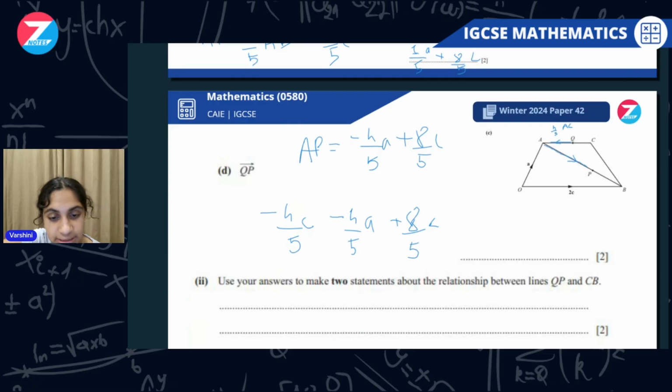And now, since these terms are, again, both C's, we can add these terms and make it 8 by 5 minus 4 by 5. And we can put this in the calculator if you want, just to double check. But you know the denominators are the same, so all you have to do is 8 minus 4, which is 4. So that's going to be 4 by 5C minus 4 by 5A.